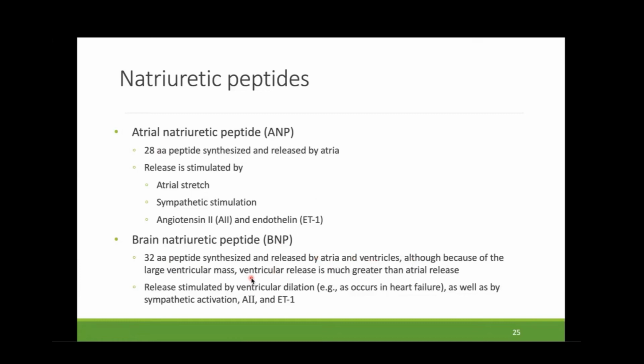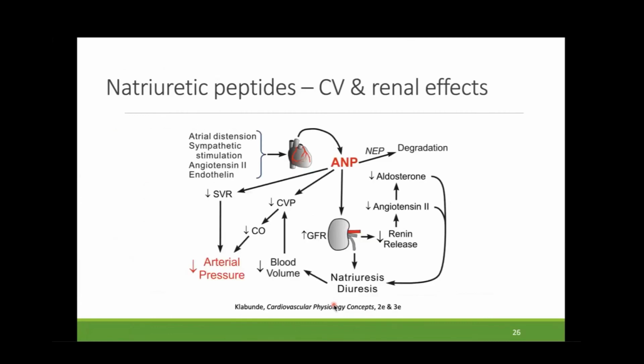And its release is stimulated by ventricular dilation, as occurs in many forms of heart failure, as well as by sympathetic activation, angiotensin-2 and endothelin-1. So BNP and ANP, as we will see, have very similar actions and are stimulated in a very similar manner, although one is coming more from the ventricles, and the other one, ANP, is coming more from the atria. Now let's just look at ANP here, but I could have substituted in BNP here in this diagram.